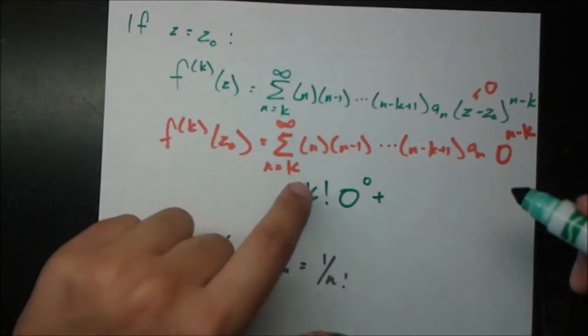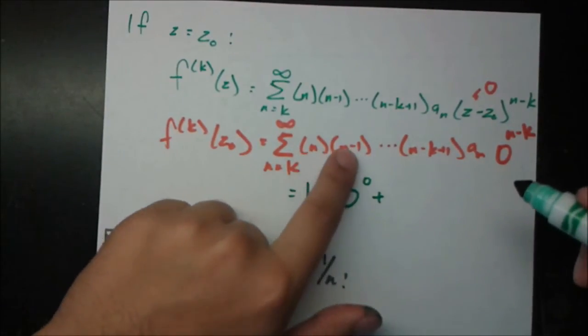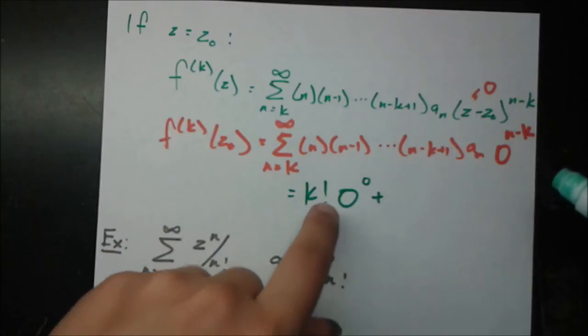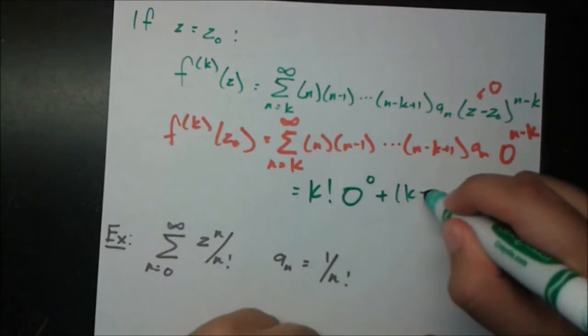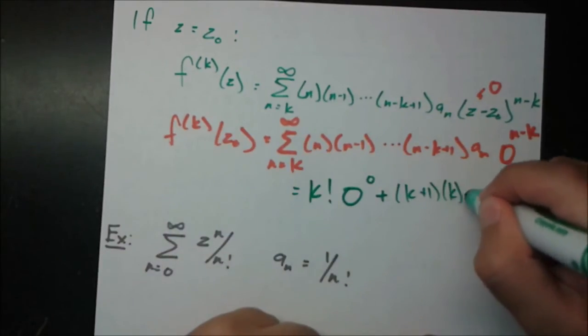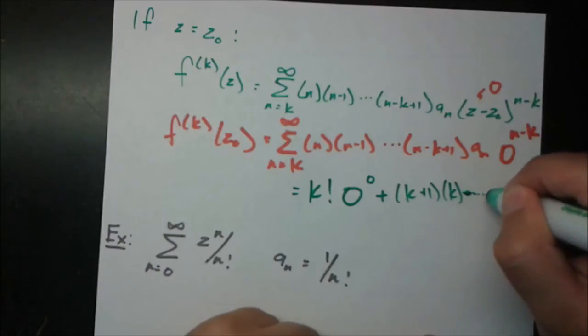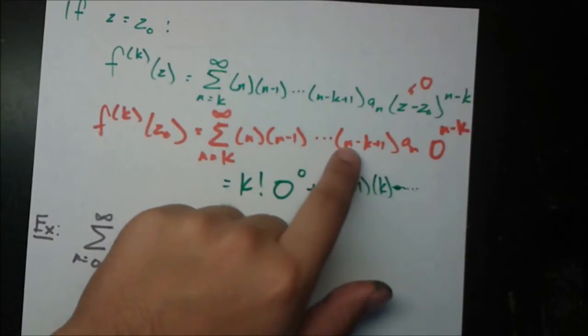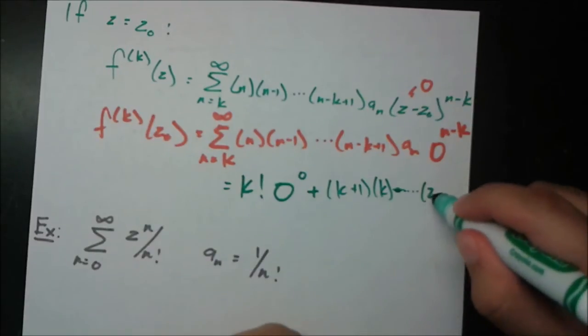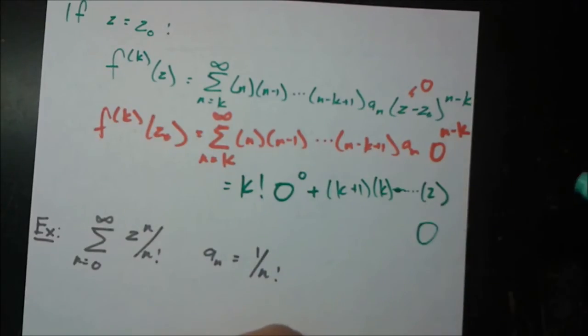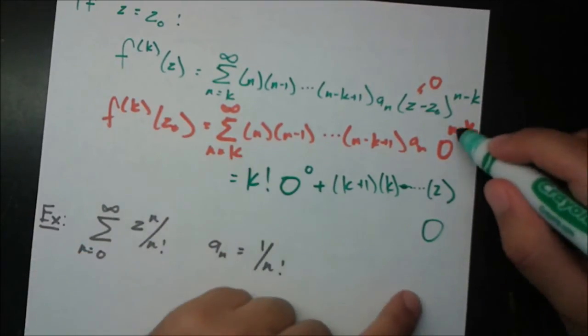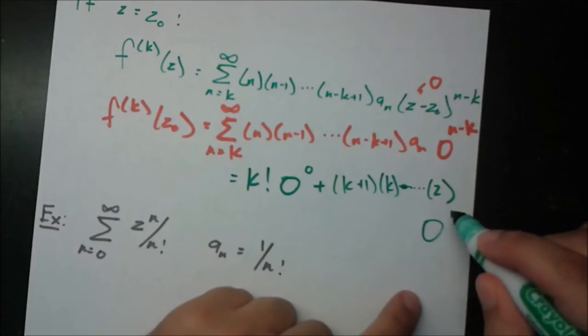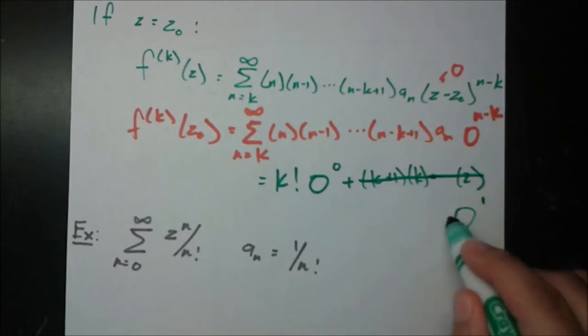It's going to be k plus 1. So we're going to have k plus 1 and then k plus 1 minus 1, which is just k. So it's going to be k plus 1 times k, all the way up to, and these are all times, k plus 1 minus k plus 1, which is just 2. And then it's going to be 0 to the power of k plus 1 minus k, which is 1. And 0 to the power of 1 is definitely 0. So it doesn't even matter what all this is, it's going to be 0.